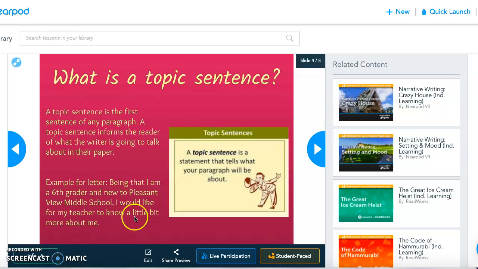We should all have something similar in our topic sentence. Now I know what I'm going to read about. I know I'm going to read about a 6th grader that is new to Pleasant View Middle School, and I'm going to learn a lot about that particular student. Once again, just to reiterate, a topic sentence is a statement that tells what your paragraph will be about. No, this little picture is not of me, but I wish it was. Make sure, if you're writing these down, this will be beneficial to know when you start to write your letter. Moving on.